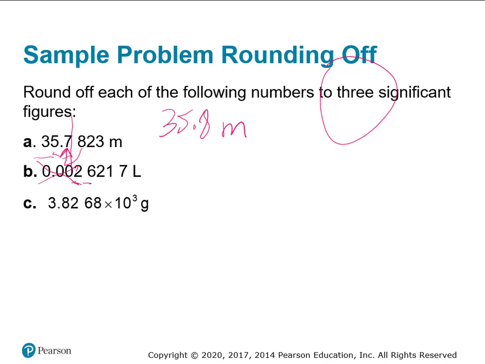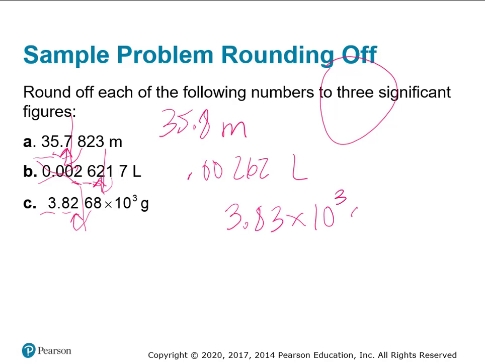For this next one, these are just placeholders. So I'm going to start counting at 2, 6, 2. That's 3. That 1 will not do anything to that 2. So 0.00262 liters. 1, 2, 3. That 6 will make that 2 round up. So 3.83 times 10 to the 3rd grams.